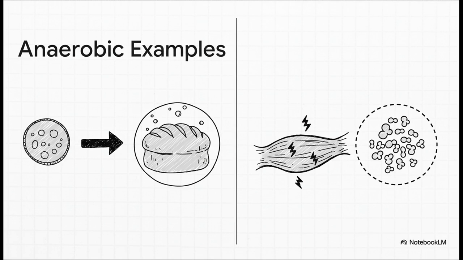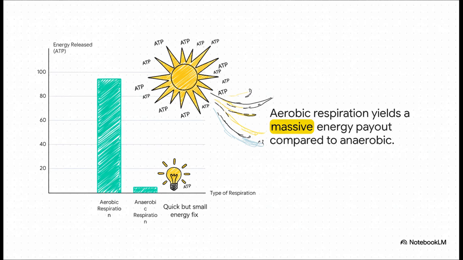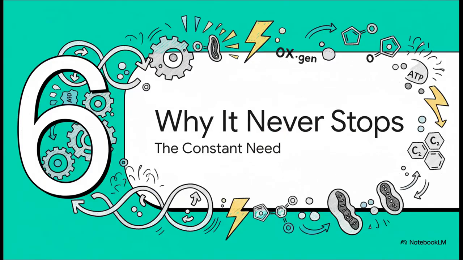Now, this chart makes the difference in energy crystal clear. The vertical line shows the amount of ATP, or energy, that is produced. Look at the first bar for aerobic respiration. See how tall it is? A huge amount of energy. Now look at the second bar for anaerobic respiration. It's so small in comparison. So while anaerobic respiration gives a quick burst of energy, it's aerobic respiration that provides that large, sustained supply of energy that we need.